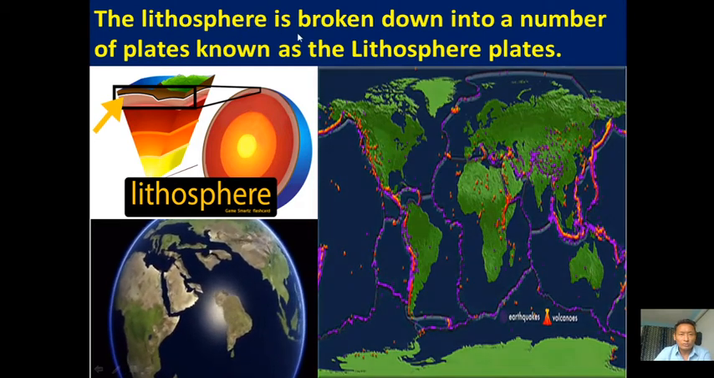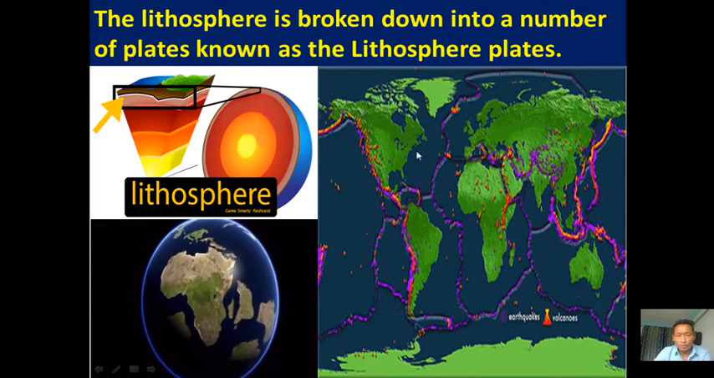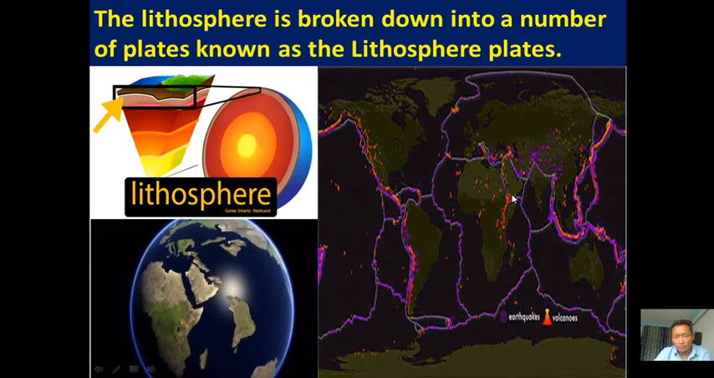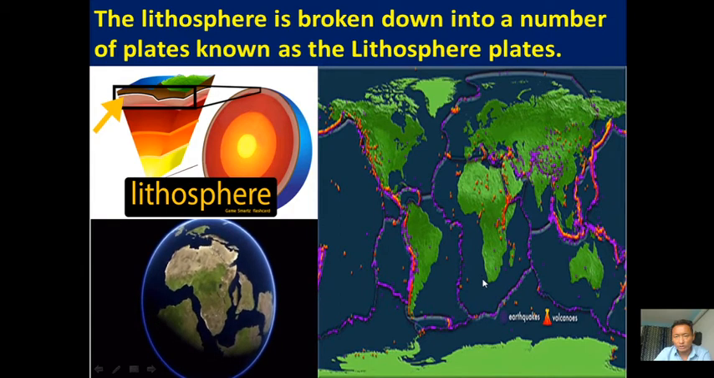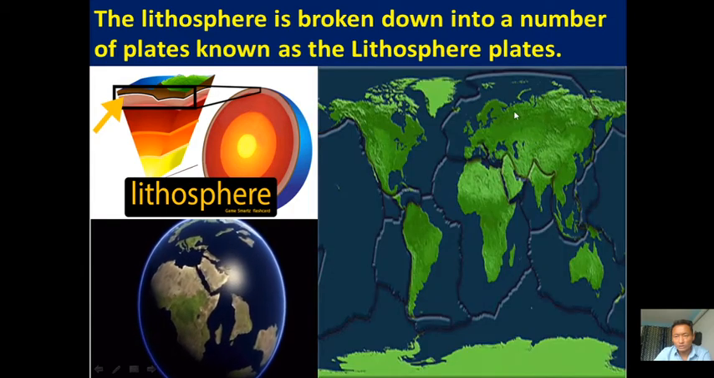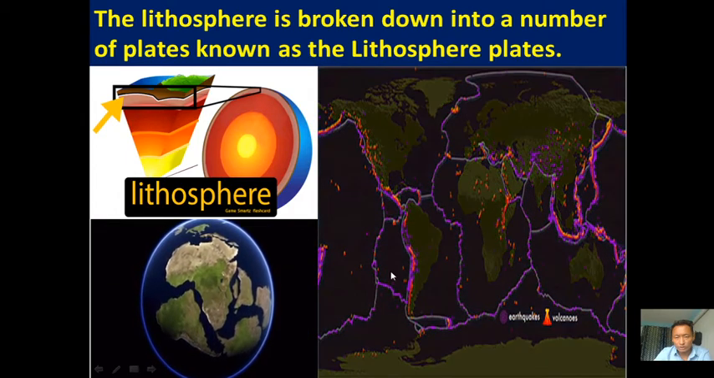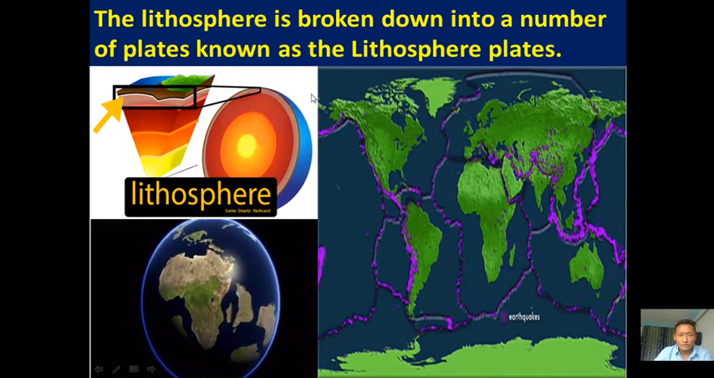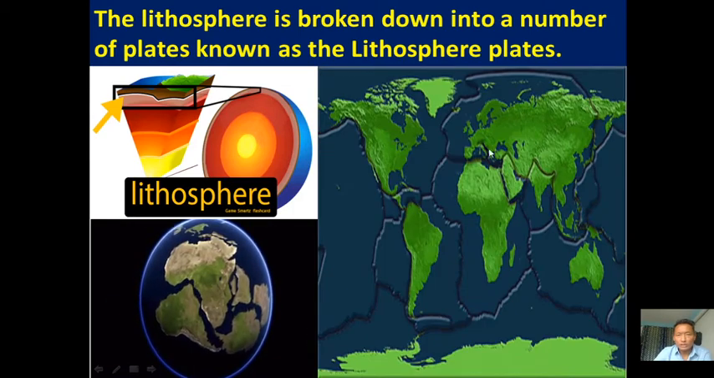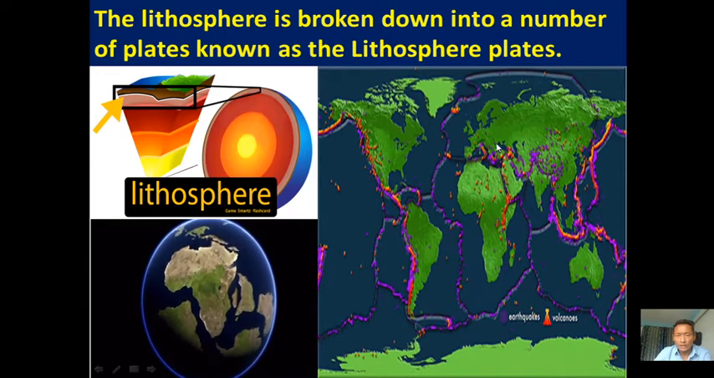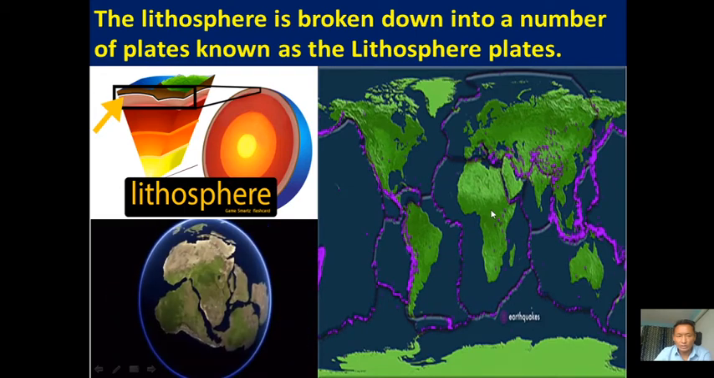This lithosphere is broken down into a number of plates. If we look here, this is the map of our earth. These are the plates. This is one plate, this is another plate, this is another plate. These are the plate boundaries. That means our lithosphere is divided or broken down into a number of plates. These plates are known as lithosphere plates, or we can say tectonic plates.